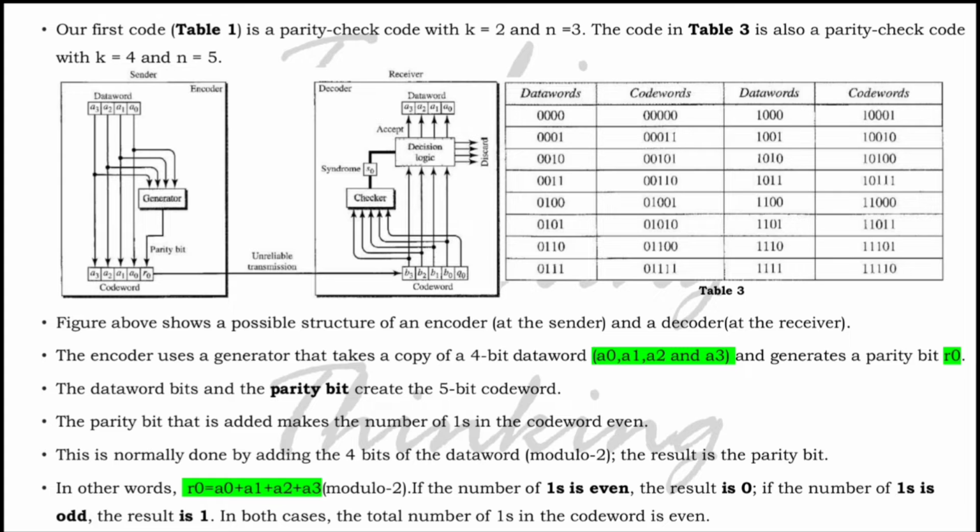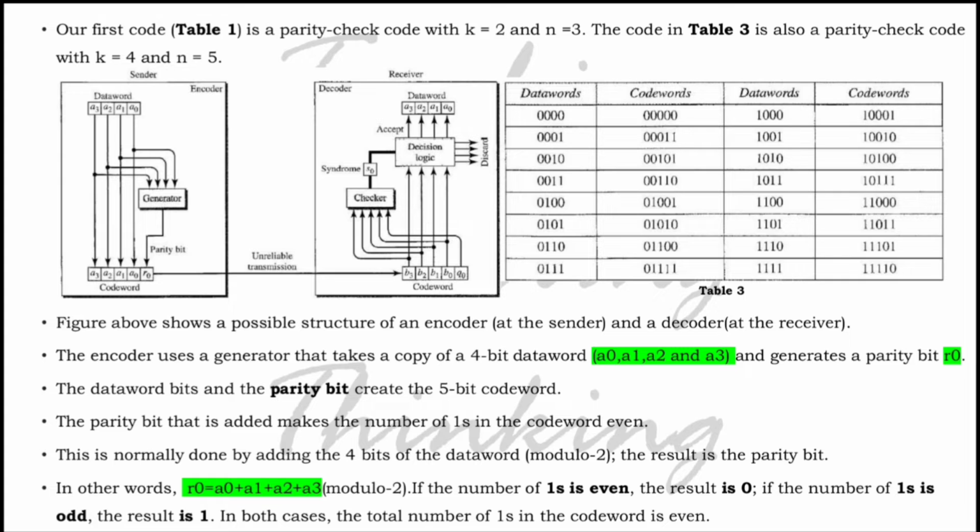The figure shows a possible structure for an encoder at the sender and a decoder at the receiver. The encoder uses a generator that takes a copy of the 4-bit data word, that means k equal to 4, and generates a parity bit R0. The data word bits plus the parity check bit create a 5-bit code word. You can see table 3 in this figure. In table 3, the data word is 4 bits and the code word is 5 bits. The parity bit is 1, that is R0.